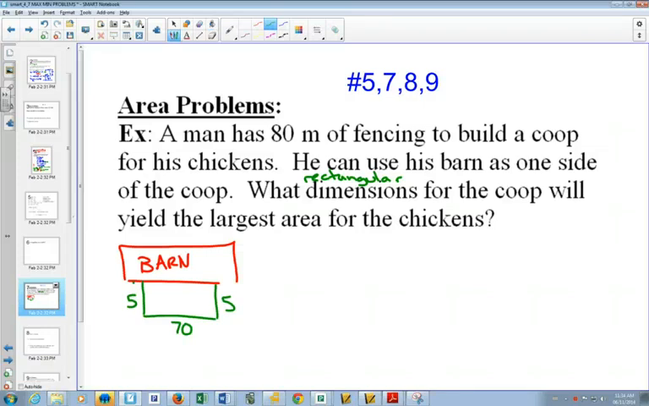Now, we want to find the maximum area. So area is what we'll set our equation up as. We want to find our maximum area, so it's going to be area equals. How do you find area? Let's just write it out. What's the formula for area? Length times width.